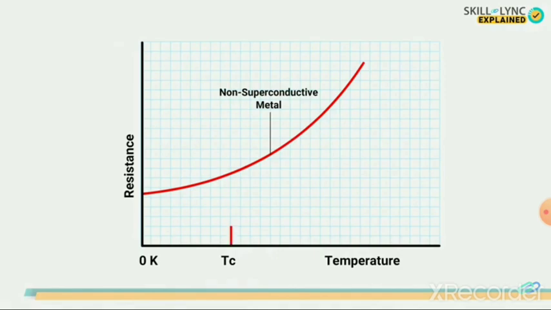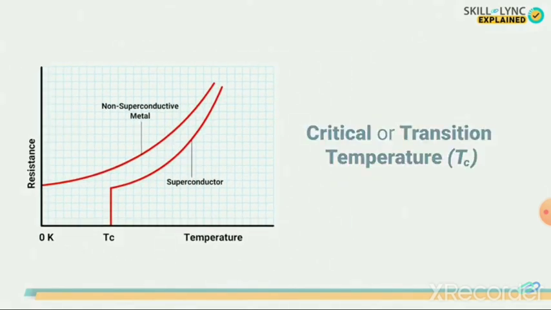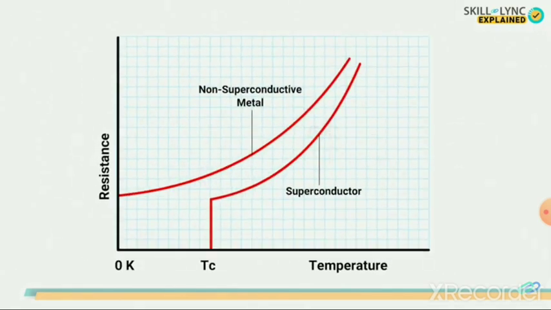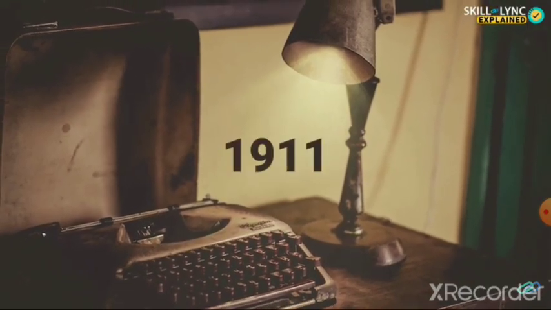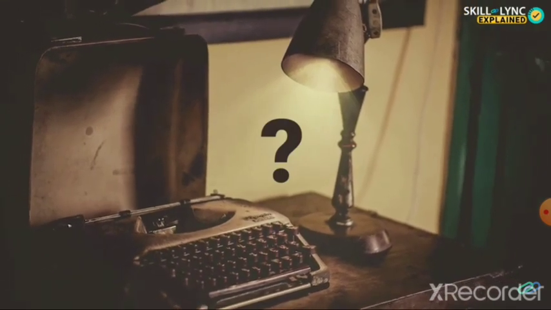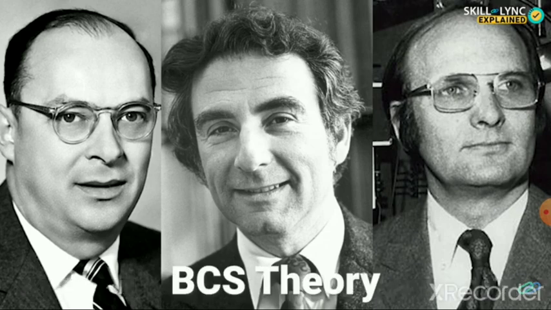The temperature at which a conductor turns into a superconductor is known as the critical or transition temperature, and this varies from conductor to conductor. Now let's see how superconductivity actually happens. Though the phenomenon was found in 1911, the reason behind that remained unknown for years. However, in 1957, three scientists named John Bardeen, Leon Cooper, and John Robert Schrieffer came up with a theory called BCS theory, which explained the phenomenon of superconductivity. Let's see what the theory says.